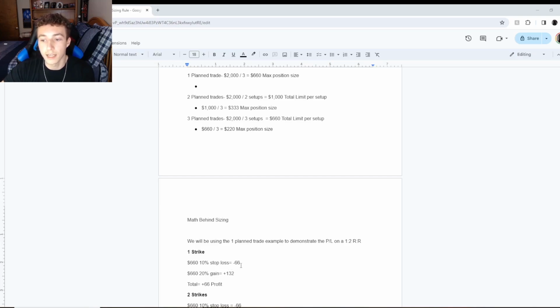And then you take your next trade whenever this trade sets back up again and gives you a good spot to re-enter. You'll take that next trade with the same $660 position size, and your 1-to-2 risk to reward ratio means you're going to be aiming for around a 20% profit, and your profit on that is going to be $132. So your total is a $66 profit. So even though you started the day down $66, now you're ending the day up $66 on this trade. That's with one strike.